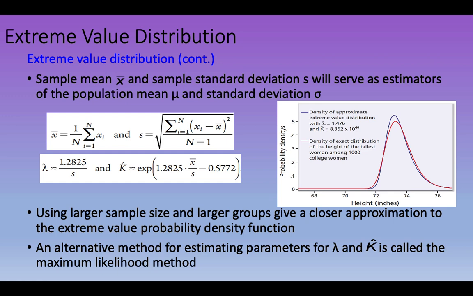If we're trying to get to values of these lambda and k hats that are as close as possible to these two, we'll often use a method called maximum likelihood, which is our way of estimating these parameters.